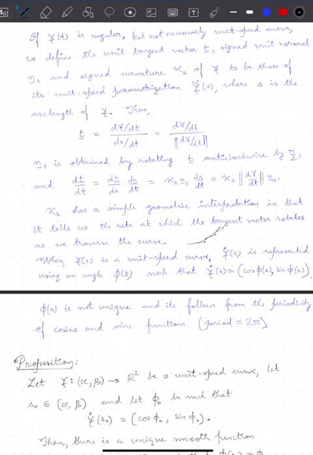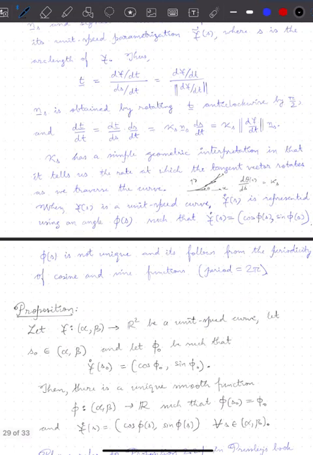Of course, we define a tangent vector, and it makes some angle, say theta, with respect to the x-axis. Say this is the x-axis and this is our y-axis. We look at how this changes as we proceed along the curve. So this is how we define kappa of s.